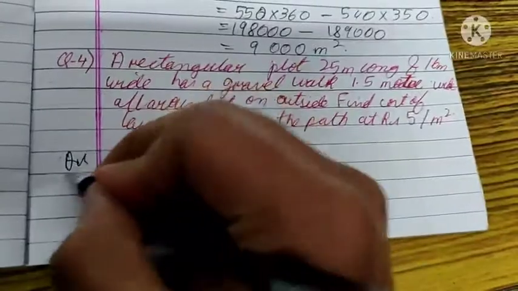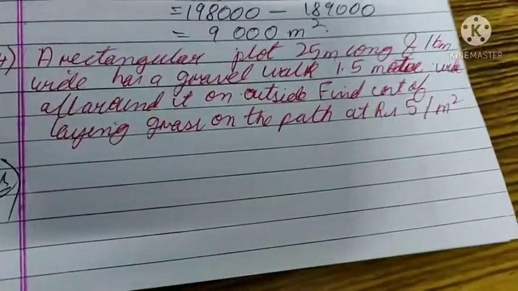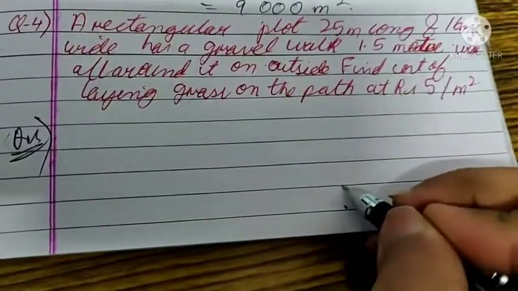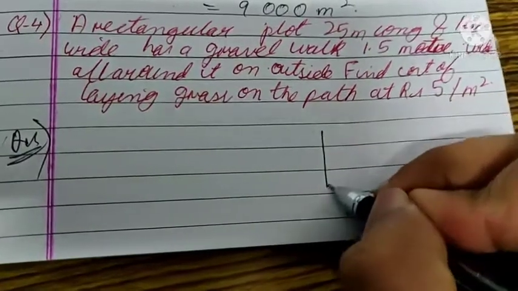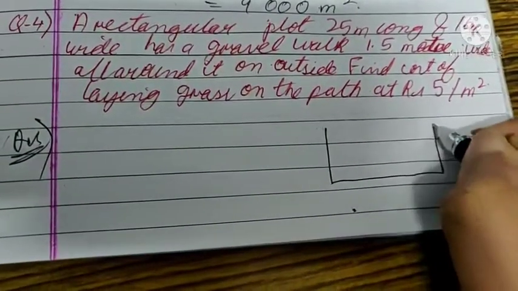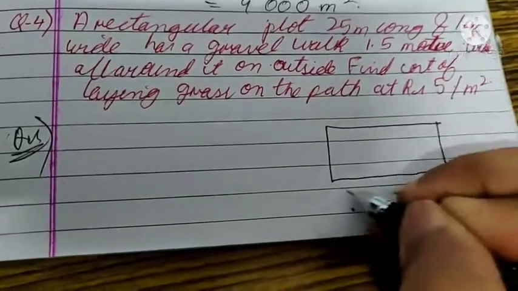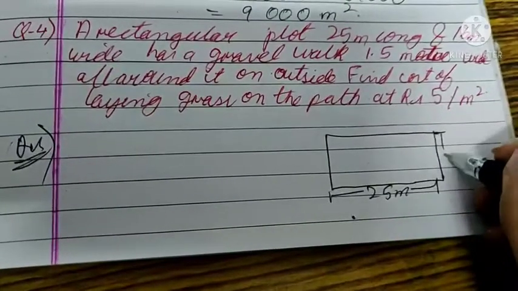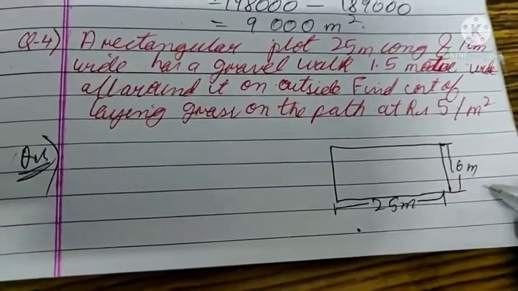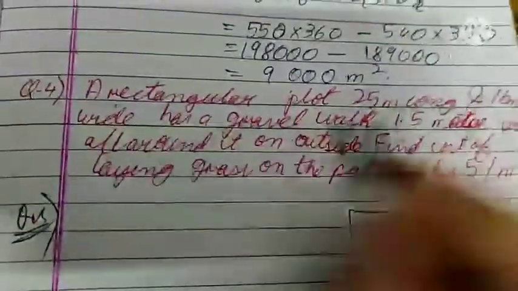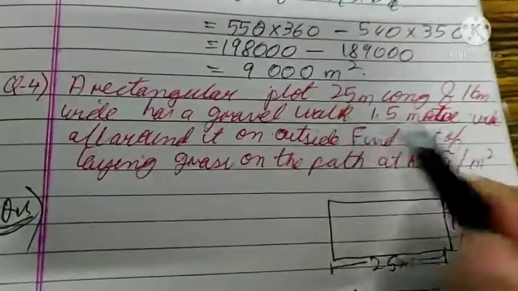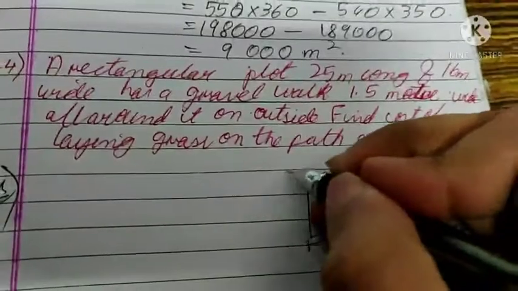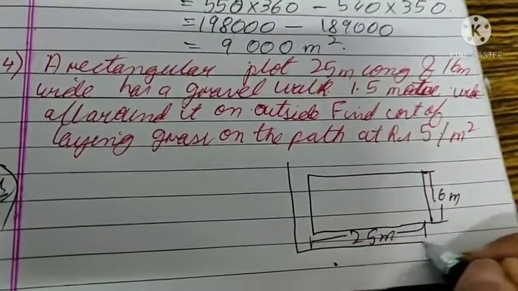So here is a question that says a rectangular plot of 25 meter long and 16 meter wide. There is a rectangular plot that has a length of 25 meter and 16 meter, this is the breadth. The question says that this plot has a gravel walk of 1.5 meter all around it on the outside, means on the outside part.